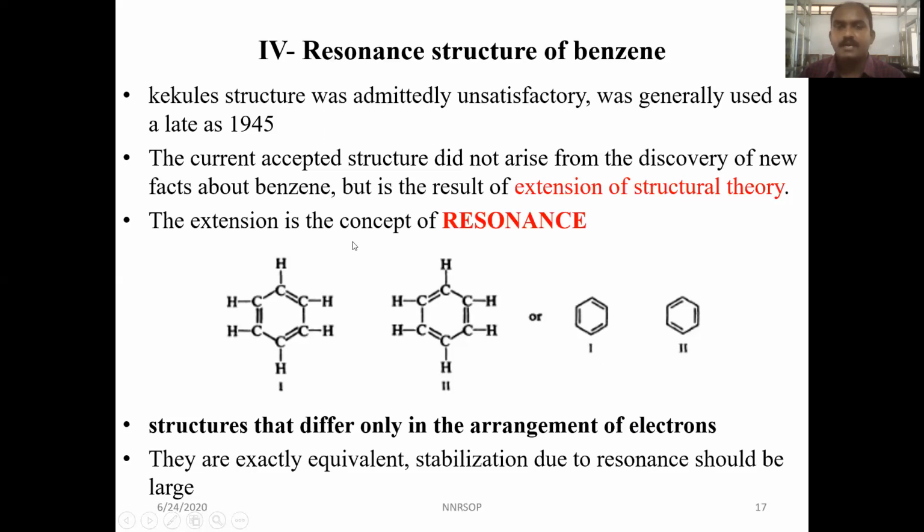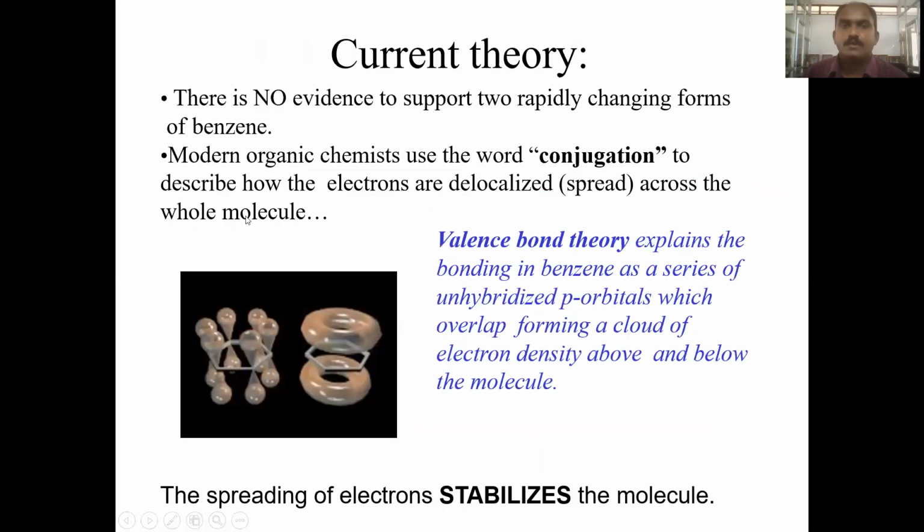With the concept of resonance, the structure of benzene was finalized as the Kekulé structure. There is no evidence to support rapidly changing structures. We know that there is a delocalization of electrons, but there is no direct evidence. So modern chemists use the concept of conjugation to describe how electrons are delocalized across the whole molecule.